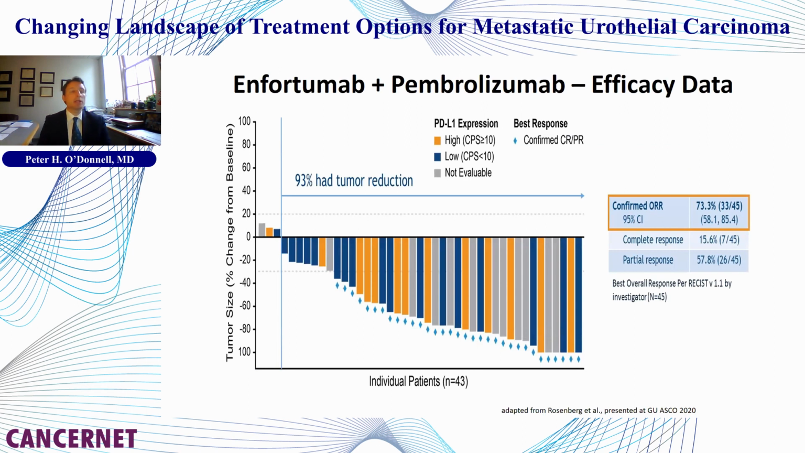And here's the data presented by Jonathan Rosenberg at GU ASCO earlier this year. Again, the waterfall plot on the left shows this very impressive composite tumor reduction for the cohort of patients, 93% showing some degree of tumor reduction. This seemed to occur in patients with both high and low combined positive score PD-L1 expression. The overall response rate, by confirmed overall response rate, was 73%, as you see.